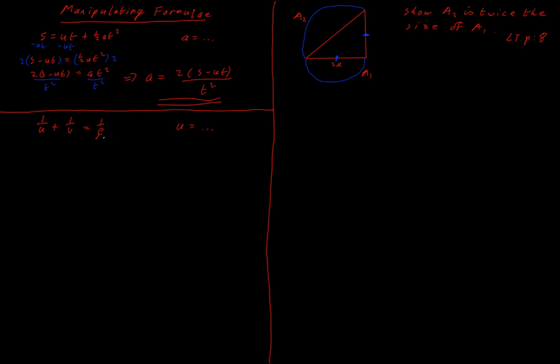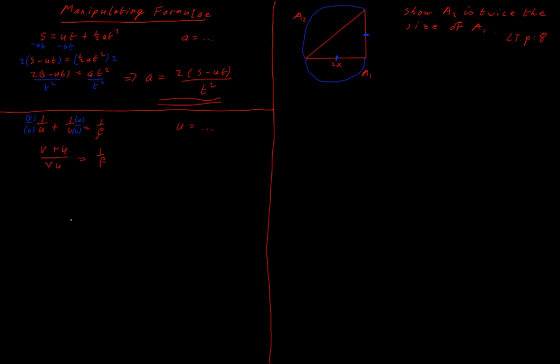So again, I don't like fractions. There are multiple ways that I can get rid of these fractions. The way that I'm going to point out to you is that if we write a single fraction equals a single fraction and then multiply both sides by the common denominator. I want to add these two together, so they must have the same denominator. So I must multiply here by v over v and here by u over u. So I end up with v plus u all over vu is equal to 1 over f.